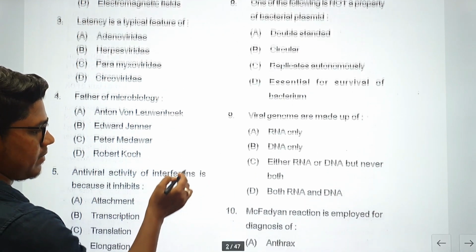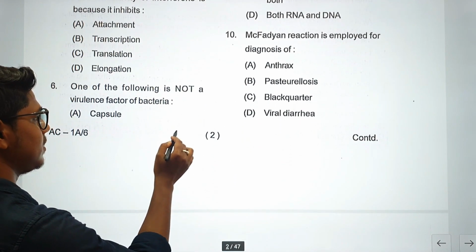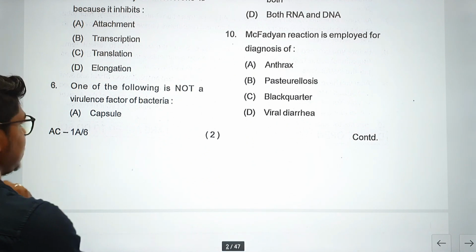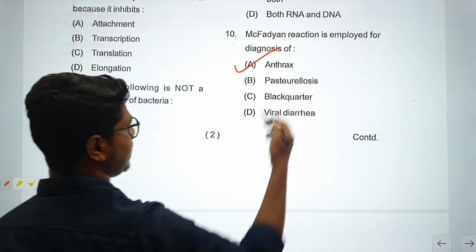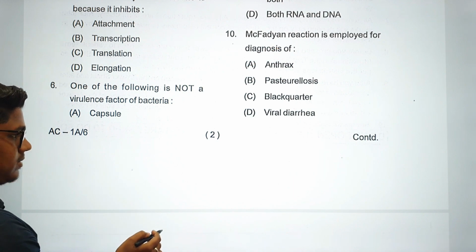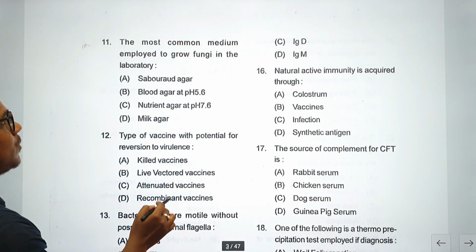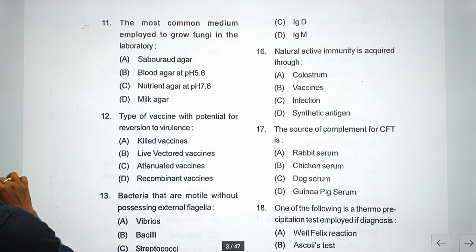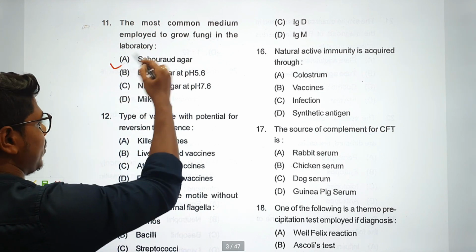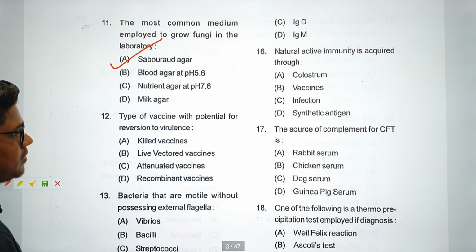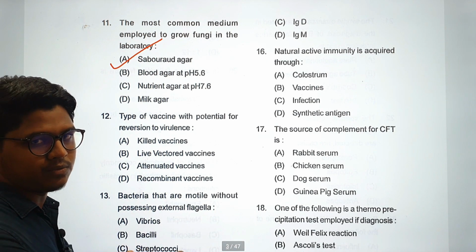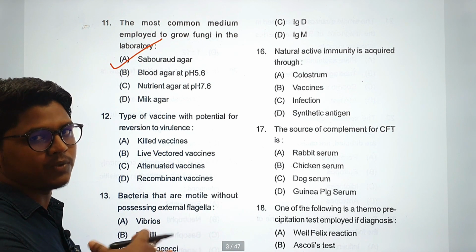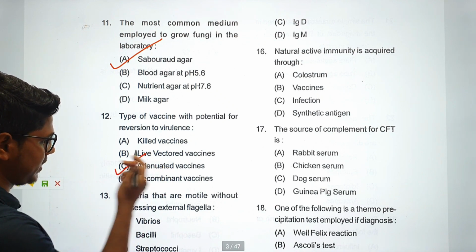Next, McFadyean reaction is employed for anthrax. This is a very classical question. The most common medium employed to grow fungi is Sabouraud's. Anything fungus is Sabouraud's. Type of vaccine with potential for reversion: there will only be reversion when you attenuate the virus. The answer will be attenuated vaccines.